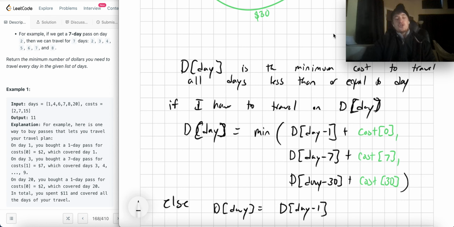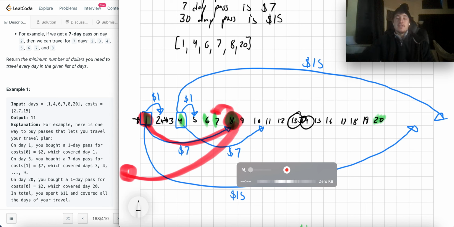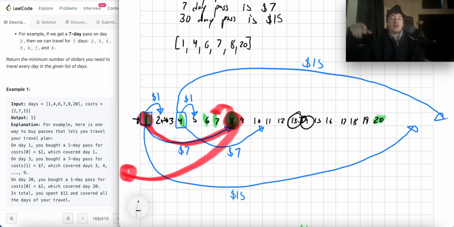Now, the issue is that this system is given as the days that you want to travel, not all the days that exist, right? I wrote this system out as all of the days in the range from the first day you want to travel to the last day you want to travel, but that's not necessarily how the system looks here, right?